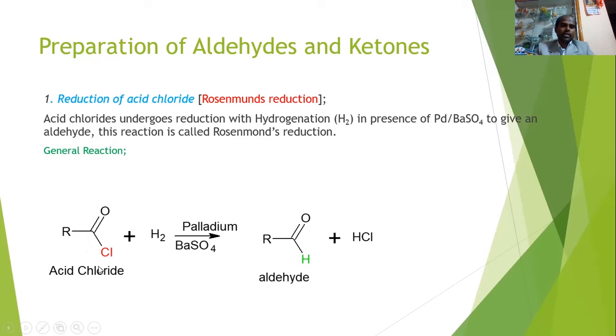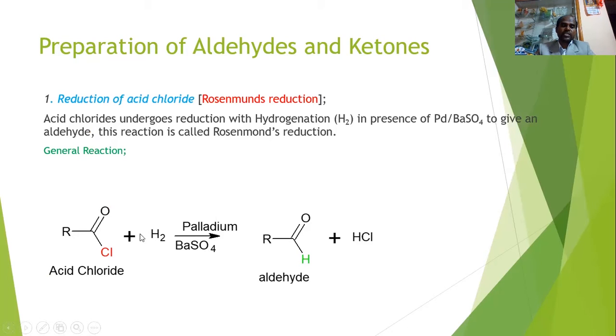Acid chloride means COCl containing compounds are called acid chlorides. Here R may be an alkyl group, R may be an aryl group. And this acid chloride is converted into aldehyde. Aldehyde means COH containing compounds are called aldehydes. So this acid chloride is converted into aldehyde. This transformation is possible with hydrogen.